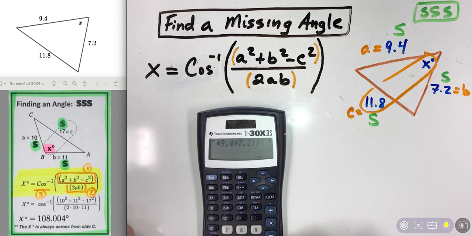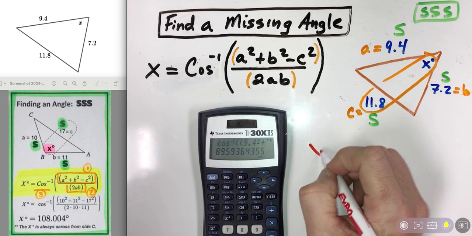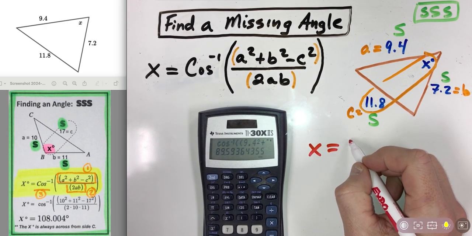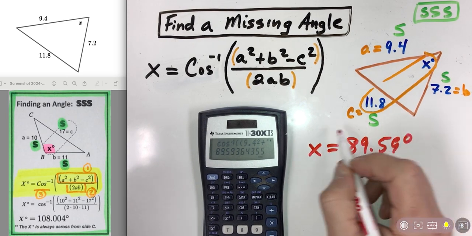That's what allows us to find the angle. And when I press enter, that's it. The angle for angle X in this question is going to equal 89.59 degrees. It is that easy.